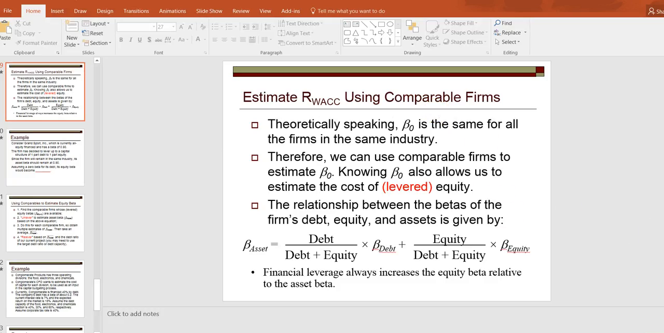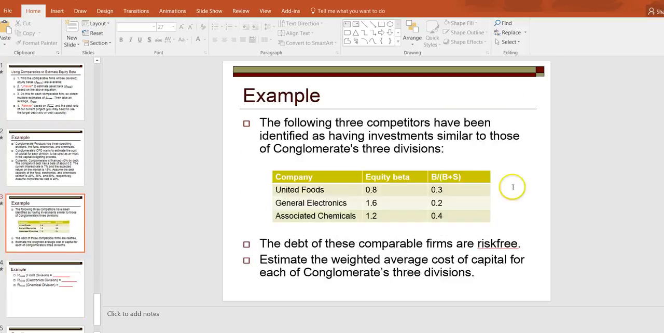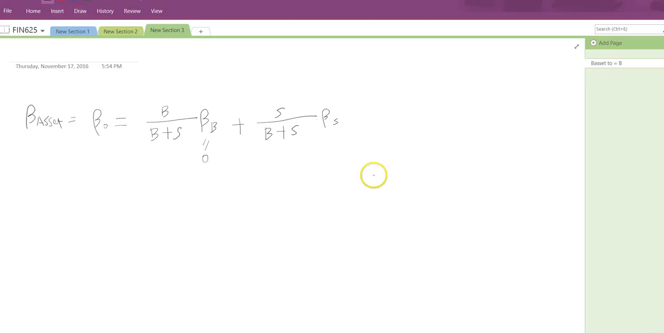For the comparable firm, we find that information here. For United Foods, it's 0.3, so S over B plus S is going to be 0.7. And beta S is 0.8. So beta 0 for United Foods is simply 0.7 times 0.8, which gives 0.56. Since this is unlevered beta and only depends on the business risk, and the business risk is similar between United Foods and our food division, we can use the same beta. But remember, this is unlevered for our food division. So we carry that number over to our food division.